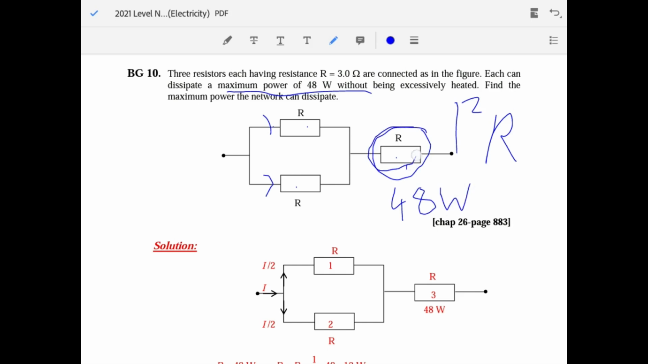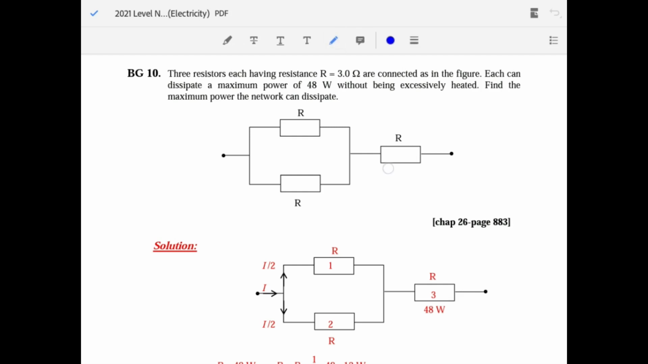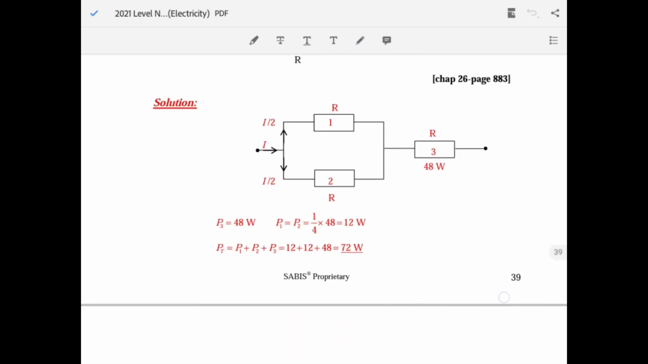And over here, this is I squared R, so 48 equals I squared R. R is 3, so I squared is 16, so I is 4. And over here, this resistor and this resistor are identical, so it will split evenly. So if there was 4 amperes here, there will be 2 amperes here and 2 amperes here. Then you use P equals I squared R for each. The total power dissipated from this whole network is 48 plus 2 squared times 3, and 2 squared times 3 for this as well. So this is 12, and this is 12, so 48 plus 24, which is 72, and that is the answer.